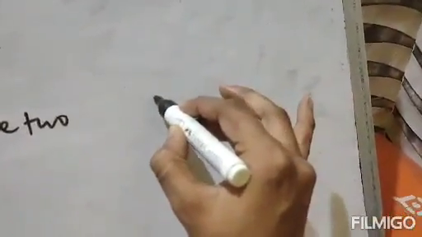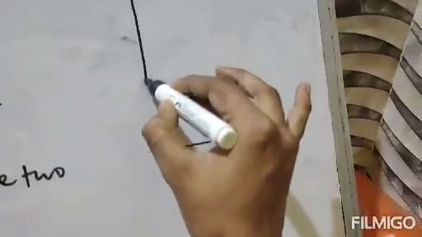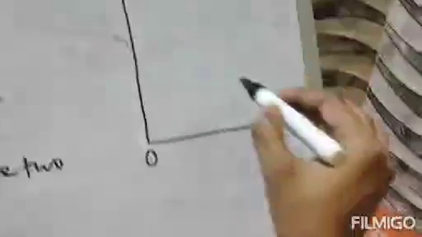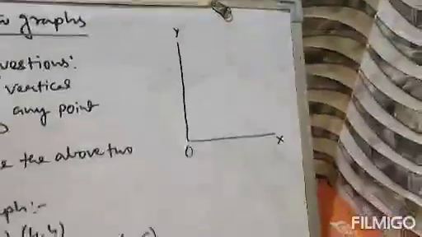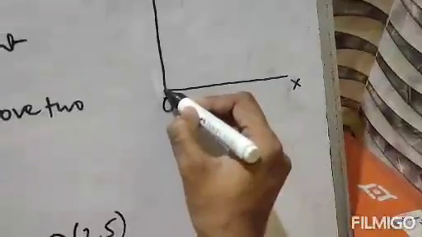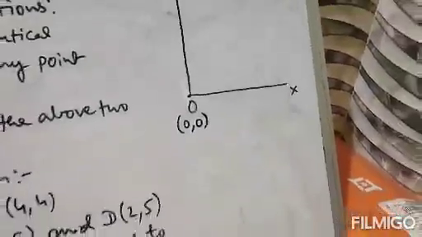So coming to graphs, in a graph there are two axes, one is the x-axis and another one is the y-axis. So just start by drawing a diagram. Suppose this is O, this is y and this is x. So this is a plane XOY. This point O is known as the origin, where its coordinate is 0, 0.